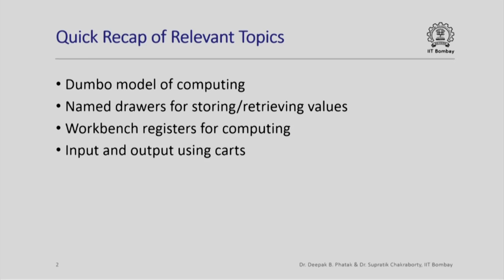Hello and welcome. This lecture is about a simple computer's architecture. Here is a quick recap of some relevant topics that we have already discussed earlier. We have discussed the Dumbo model of computing, in which we have seen that there are named drawers for storing values and retrieving values from. There are some workbench registers which Dumbo uses for doing computation, and Dumbo also uses carts to do input and output when we instruct Dumbo to do some input or output operation.